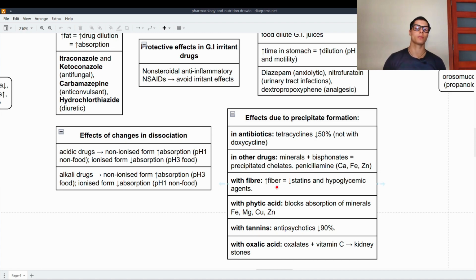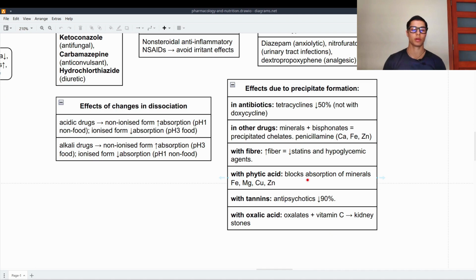With fiber, well, fiber will always decrease the absorption of, for example, statins and hypoglycemic agents, because fiber will trap the nutrient, or in this case the drug, impeding the absorption. Phytic acid blocks absorption of minerals such as iron, magnesium, copper and zinc. With tannins, there is a precipitation with antipsychotics, which will lower the absorption by 90%. And with oxalic acid, well, the oxalates and vitamin C in the kidneys will create kidney stones eventually.